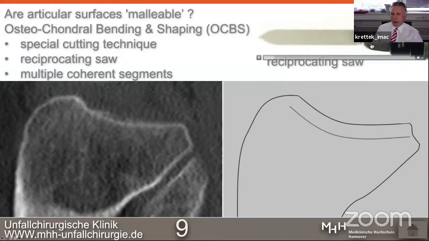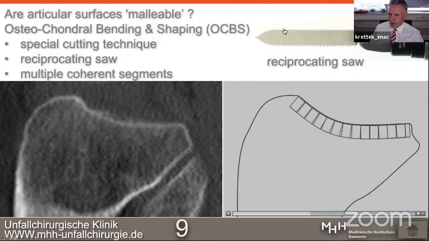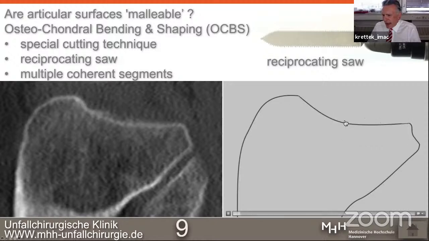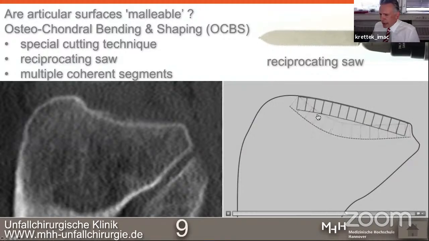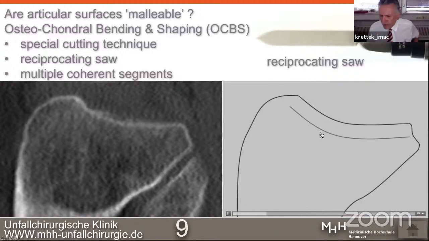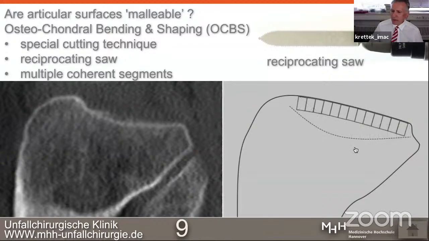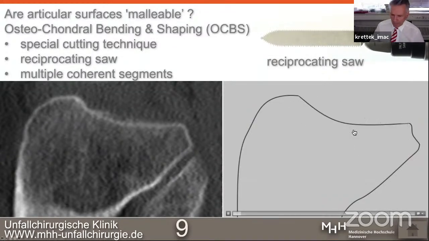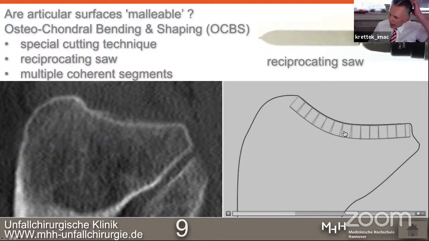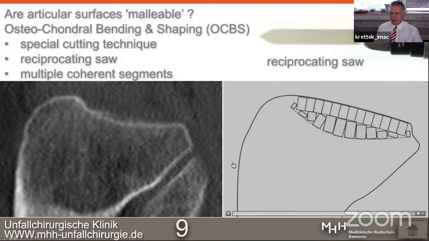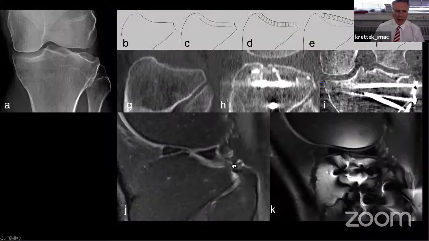And I was doing experiments with a reciprocating saw, cutting multiple times just underneath the cortex and a little bit inside the cortex. So to make multiple cuts, and the multiple cuts, like in the fish, all of a sudden get flexible, get bendable, so we can go underneath with a distractor and fill it up with bone graft. So this was the theory, this was the idea. Let's have a look how we do in this case.